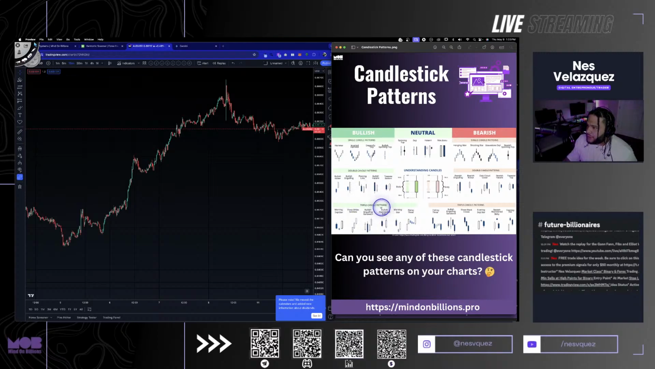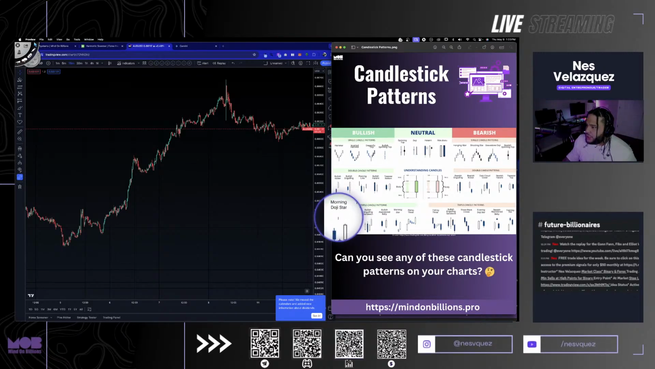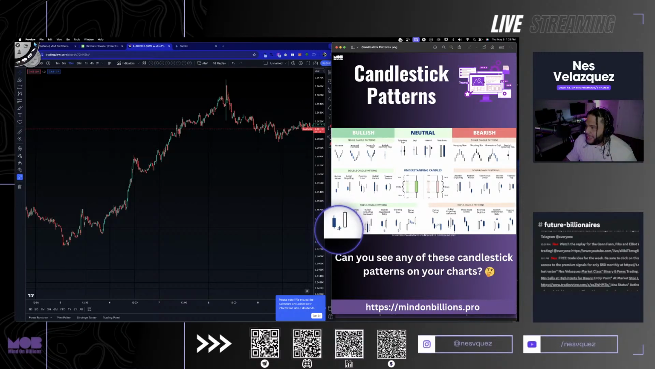Triple candle patterns. This is what a lot of people look for. A lot of indicators look for this too. Morning doji star. Okay, so look, check this out. All right, here's the bearish candle. And then here is a doji where the wicks on the top and the bottom are pretty small, right? And it's followed by a bullish candle. This is a morning doji star.